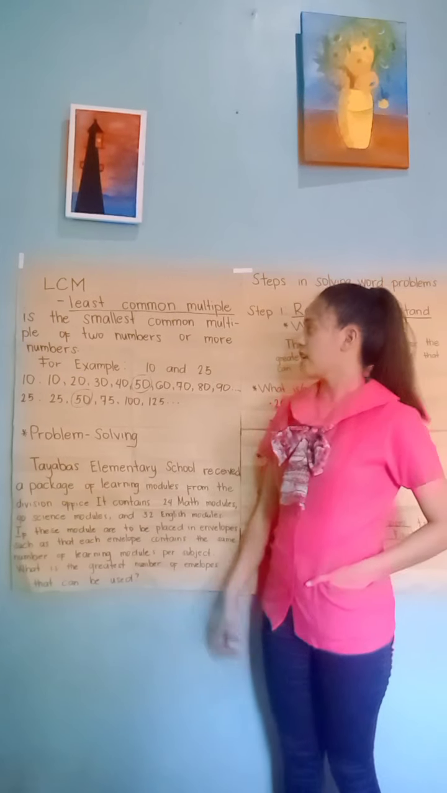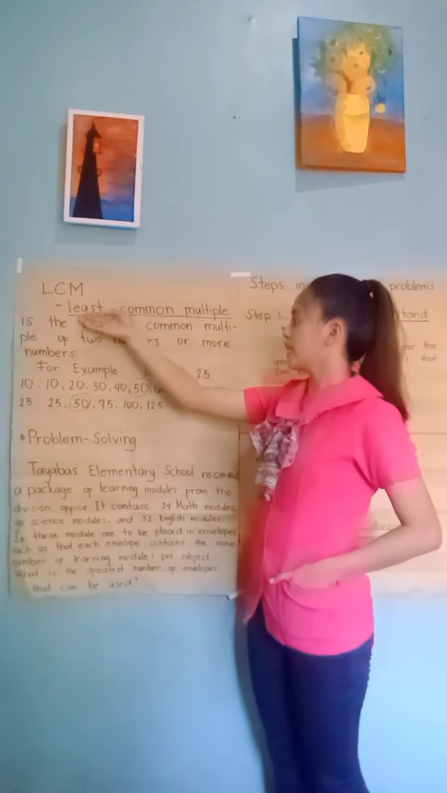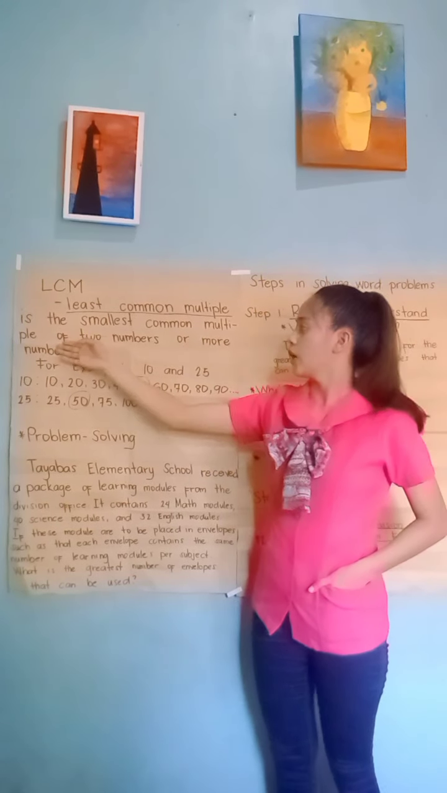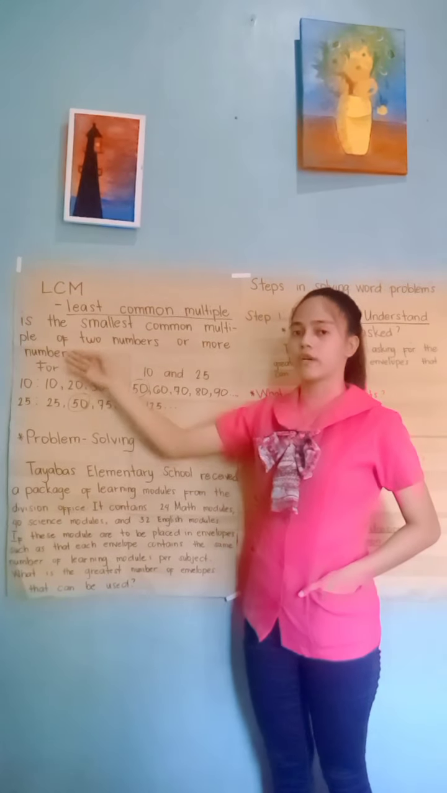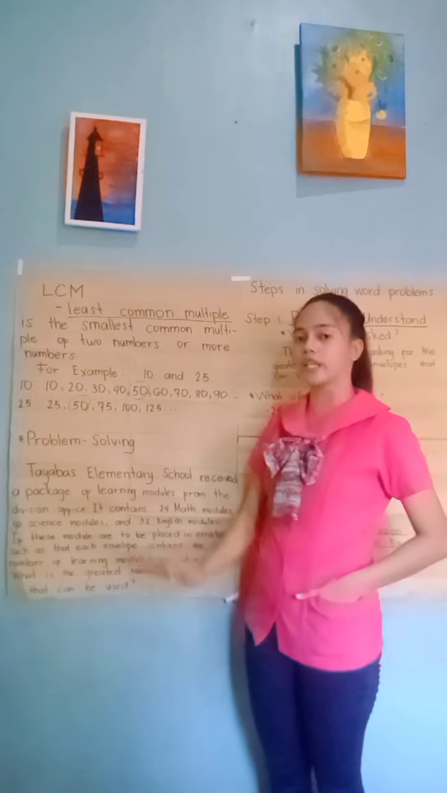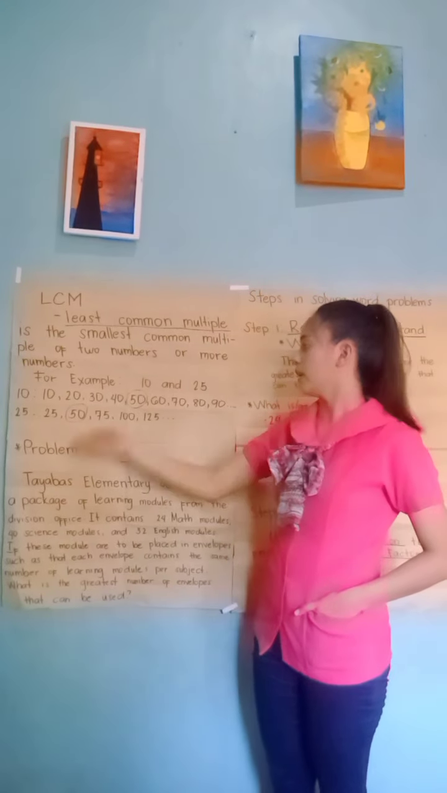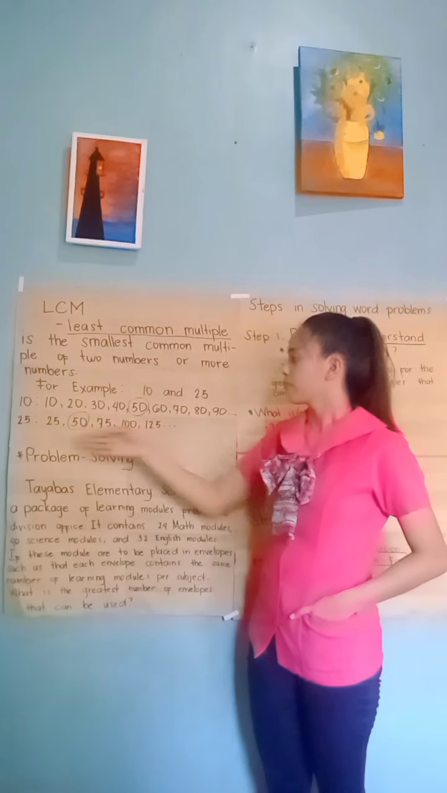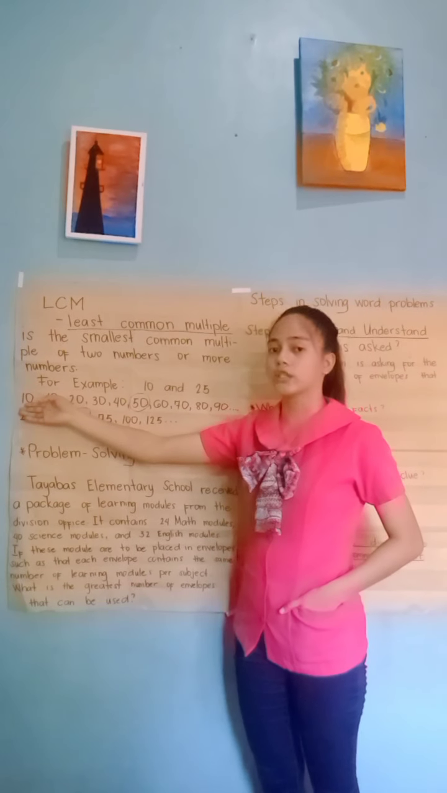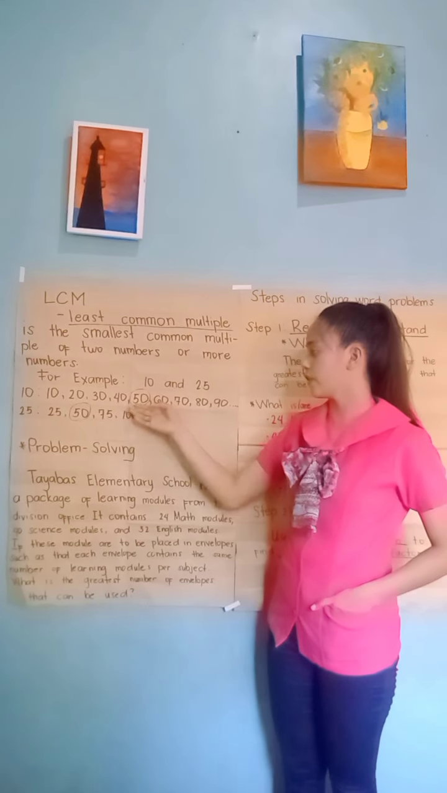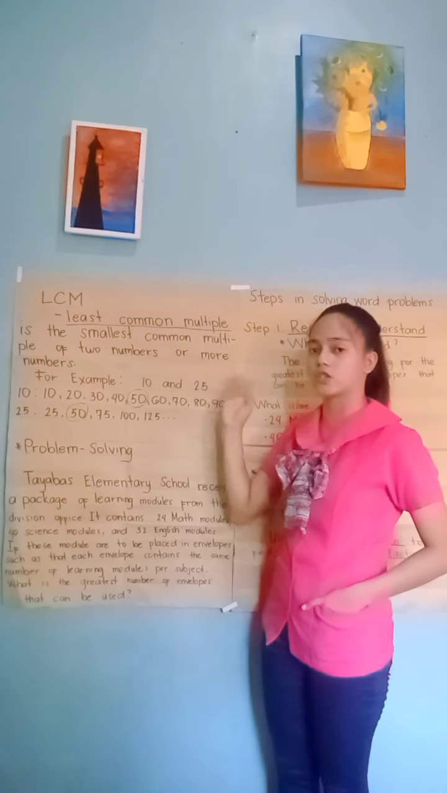So the next is LCM, or least common multiple, is the smallest common multiple of two or more numbers. Meaning, kukunin daw natin yung pinakamababa na common multiple. So, for example, 10 and 25. What are the multiples of 10? 10, 20, 30, 40, 50, 60, 70, 80, 90, and so on.